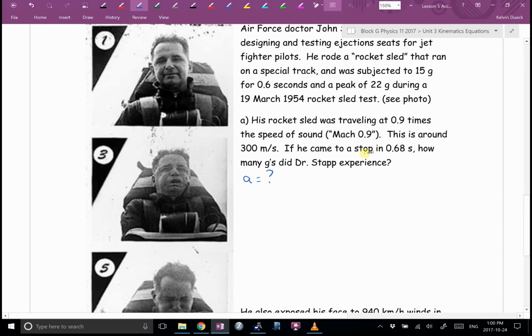Everybody underline those 2 words. What does the phrase "a stop" tell me? Something 0. Yeah, what's 0? V final. What's that 0.68? Time. Now, V initial is 300 meters per second. Come on, you kind of want to know the answer now, don't you? I'm looking for an equation that has an A, a T, a VI, and a VF in it. There is one.